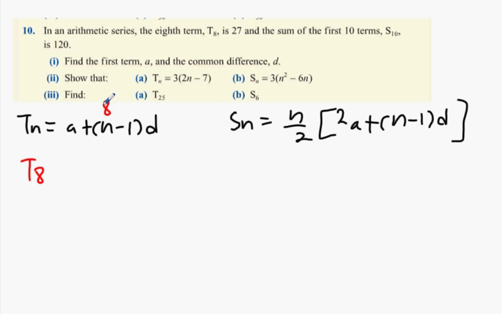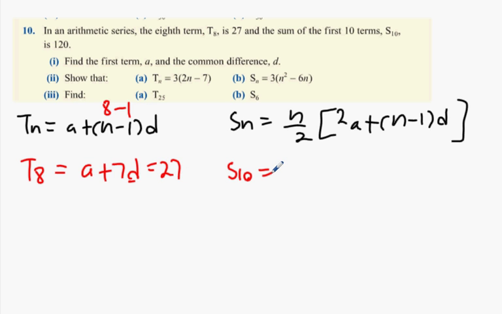What's 8 minus 1? 7. A plus 7D. And then we know that that is 27. Then we go to the second one, which is S10.